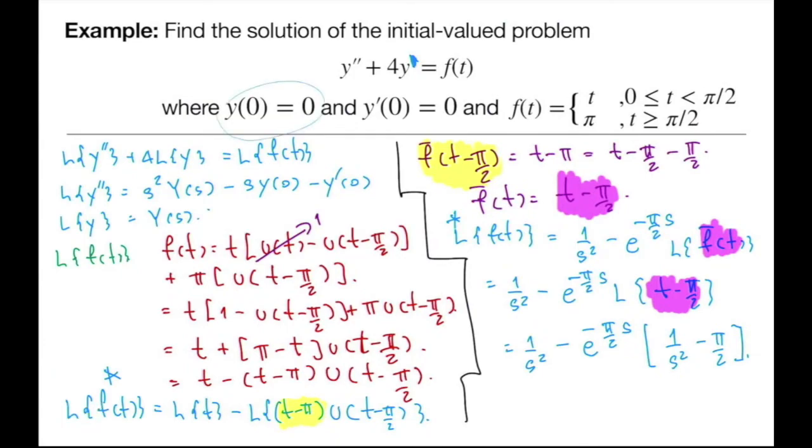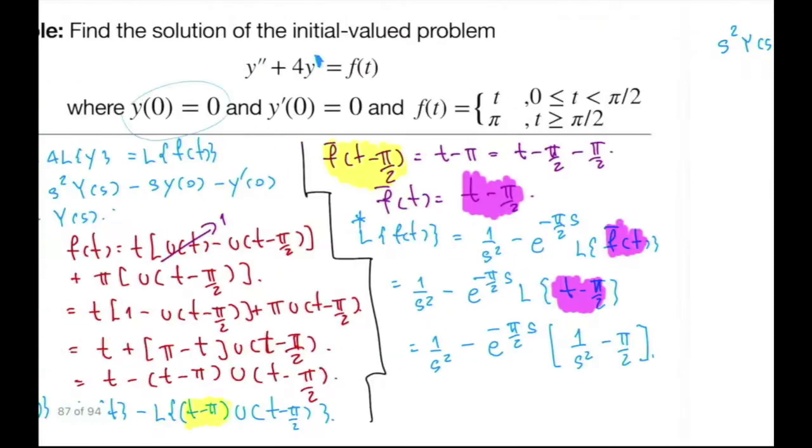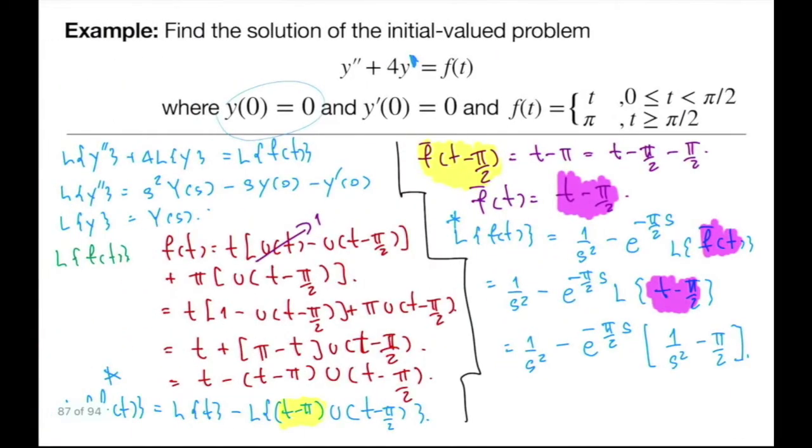Okay, so what we have now would be f double prime, which is s squared Y(s) minus s times y(0), but y(0) is 0, so that's good. So we have 0 here, minus y prime(0), that is 0 as well. Okay, that is the first term, the Laplace transform of y double prime.